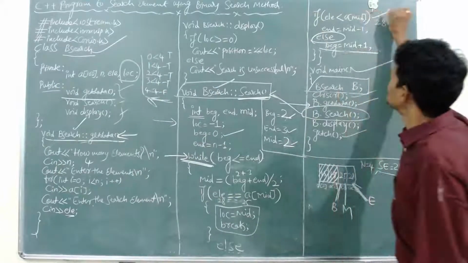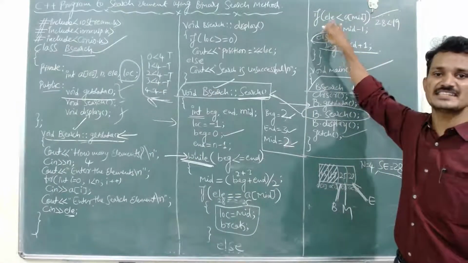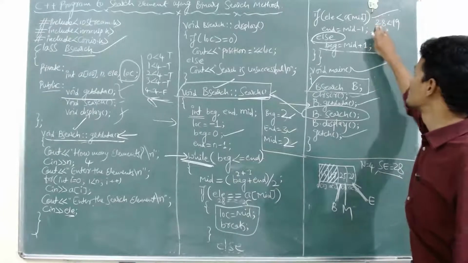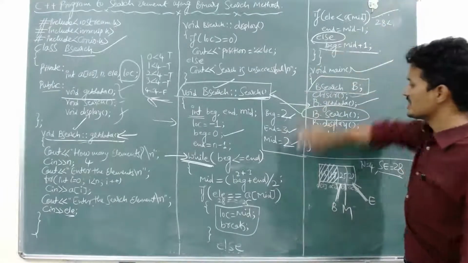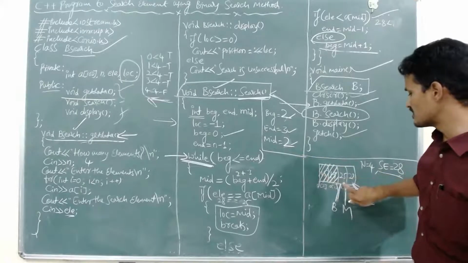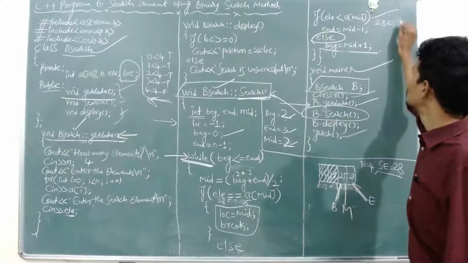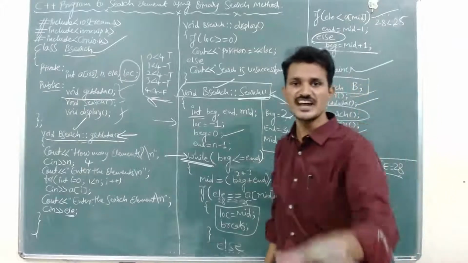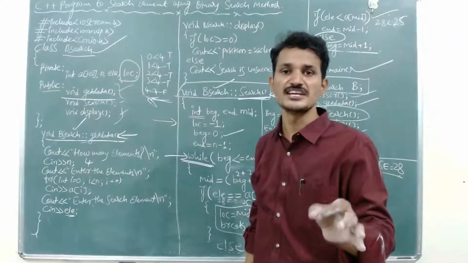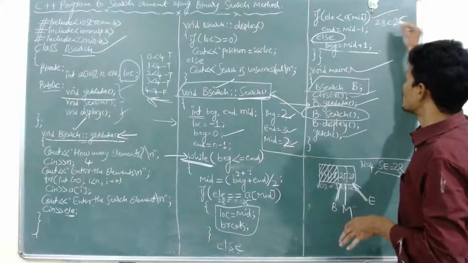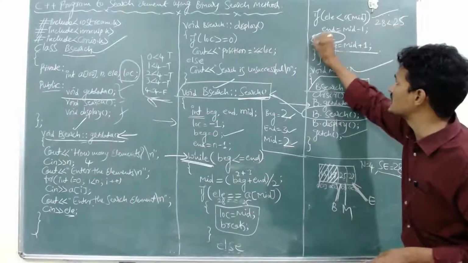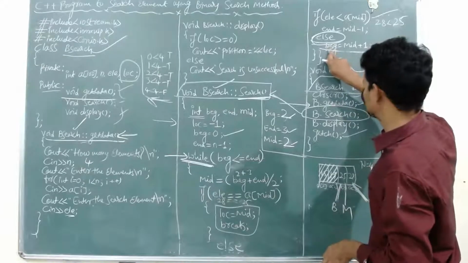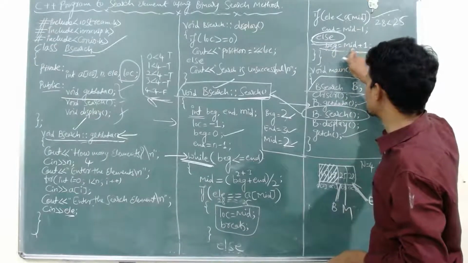So I come here. If element is less than a of mid, element means searching element. Searching element is 28. 28 is less than a of mid, a of mid means a of 2. What is the value stored in a of 2? 25. 28 is less than 25? Condition false. So I execute after the else part, that is begin is equals to mid plus 1.